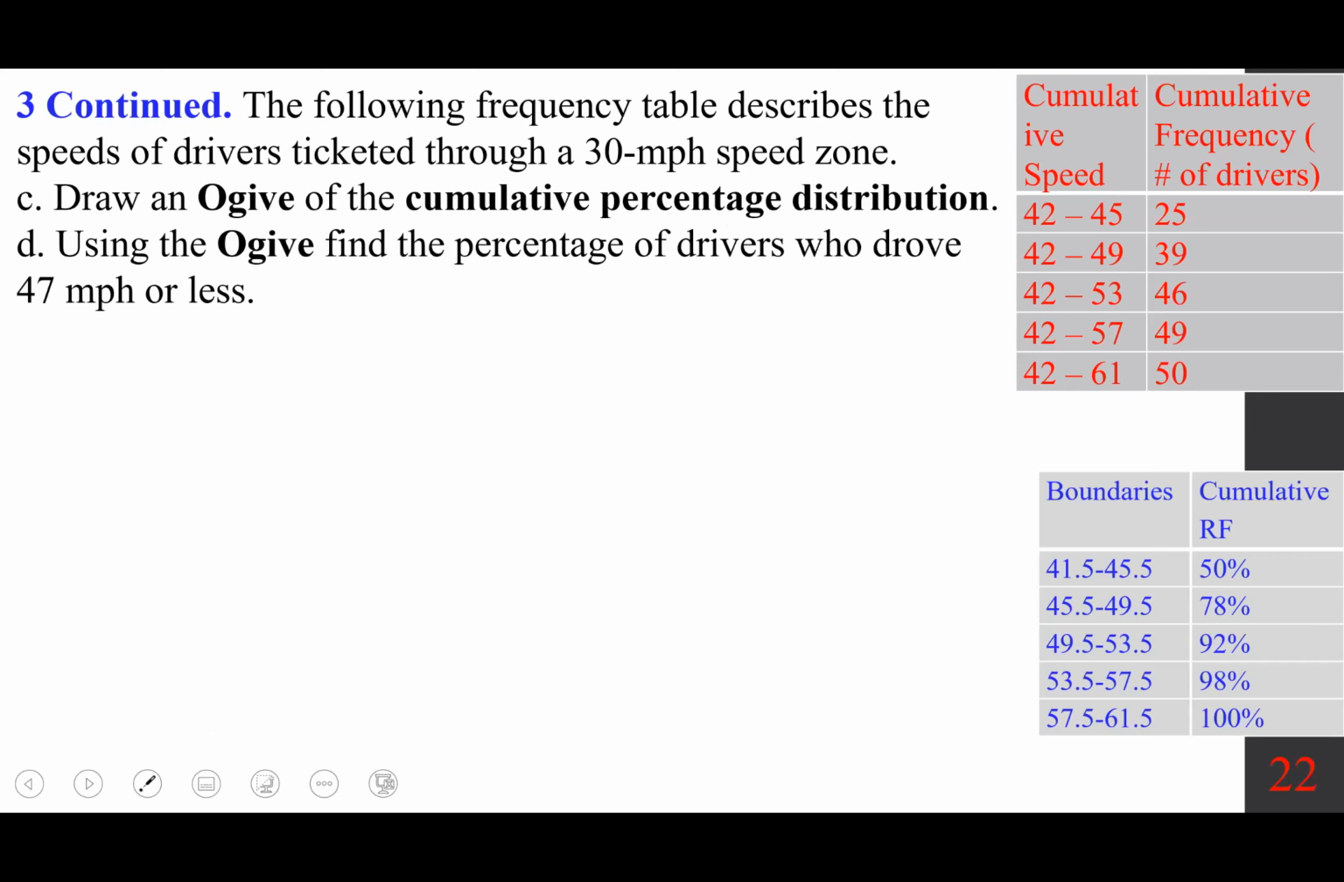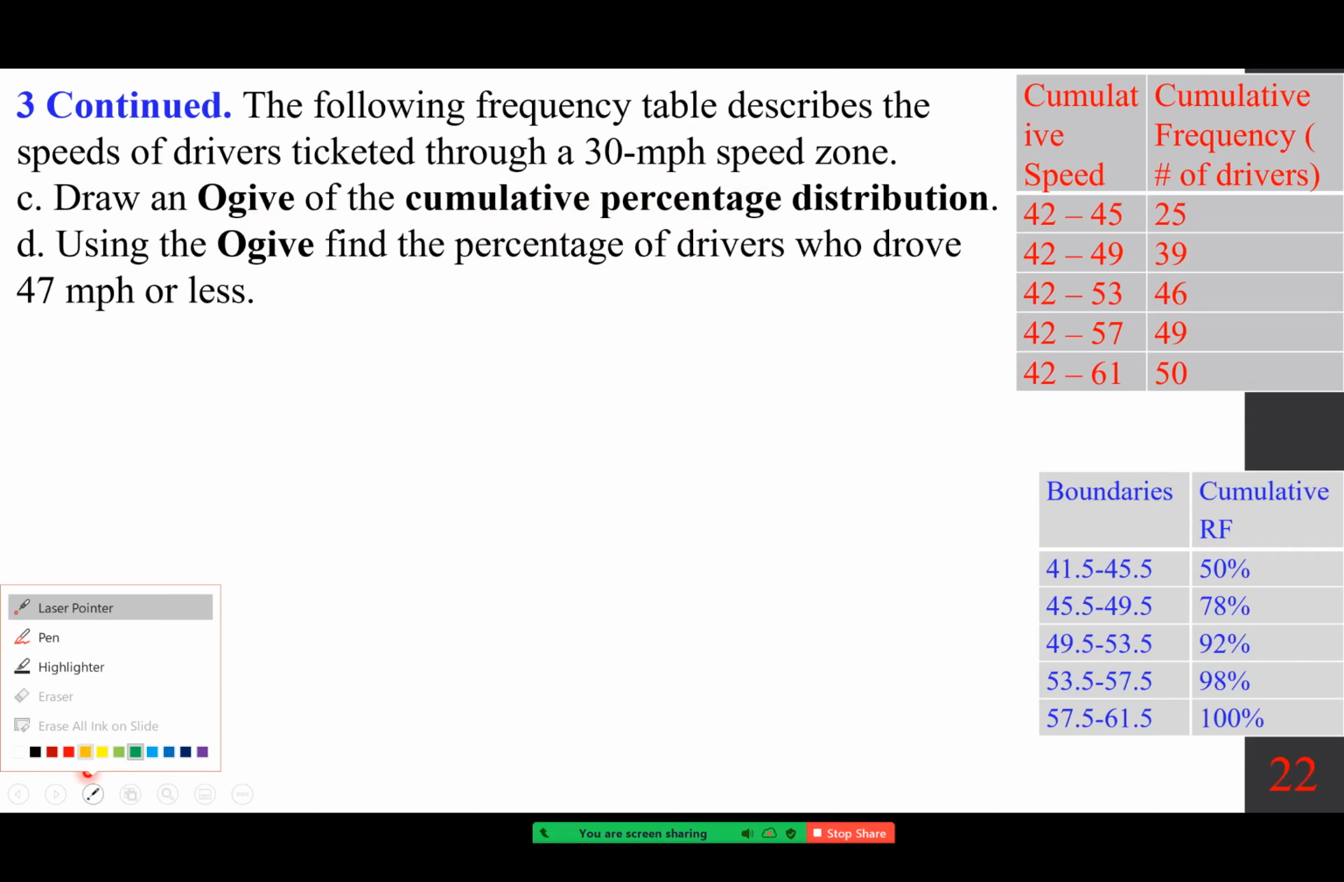So we do have the information from the previous part. We have done this. We've come up with the cumulative frequency and cumulative relative frequency. What really is important is to pay attention to this. Are they asking for an ogive for percentage, or are they asking for the frequency? Because they are asking for the percentage, we are going to use this column.